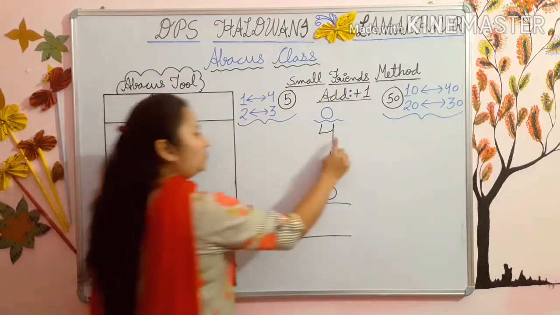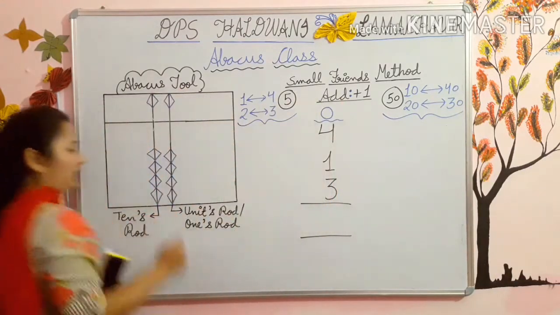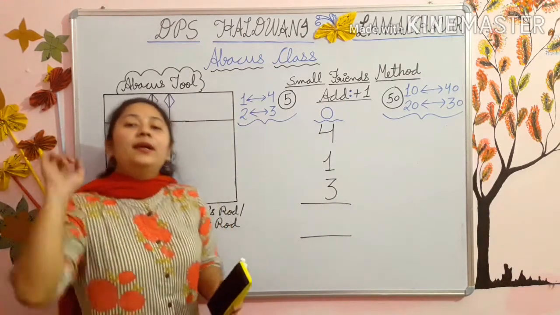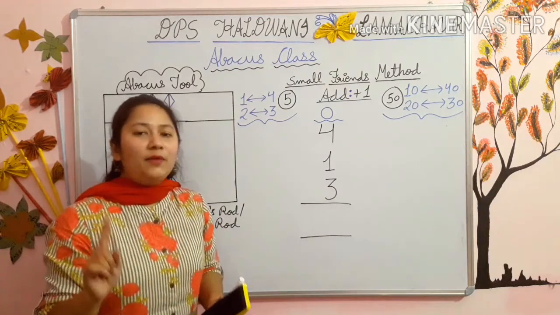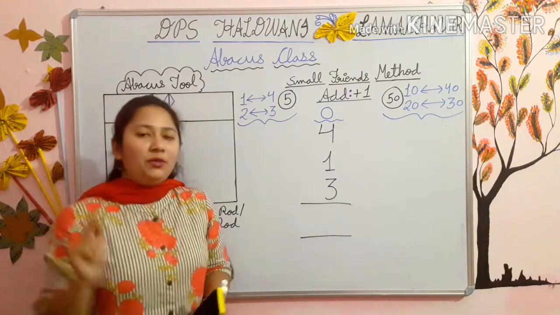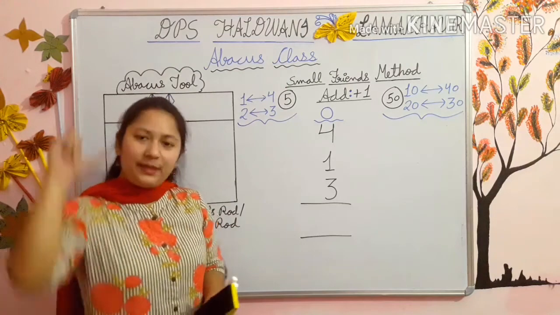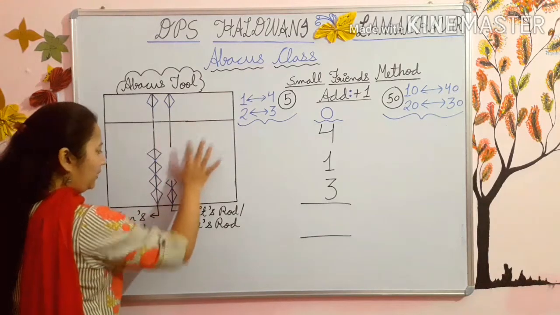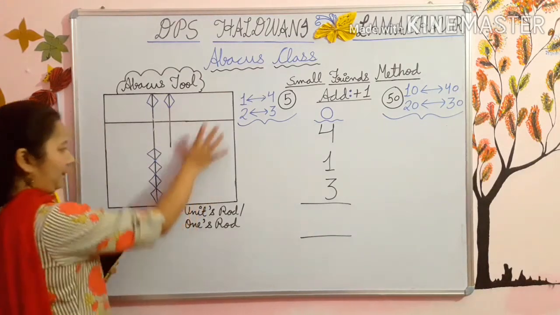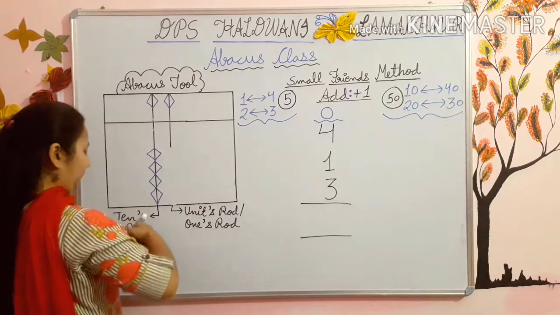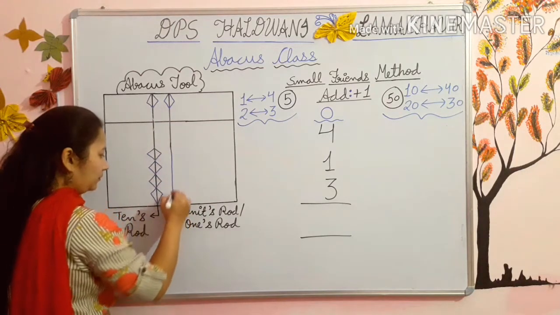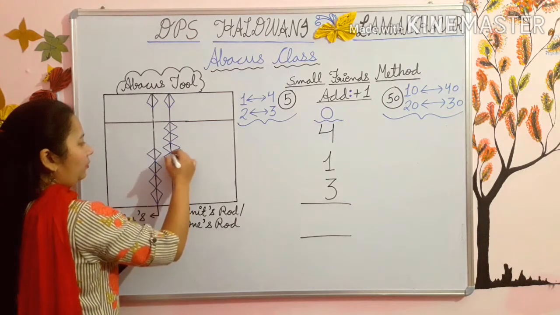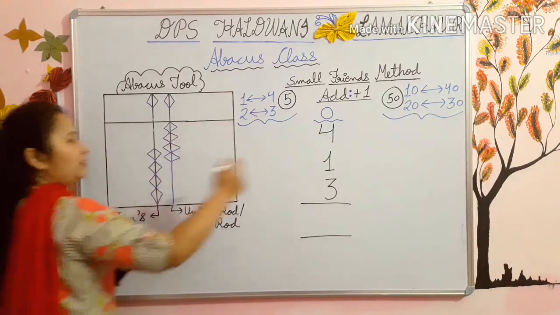Now see, first of all you have to add 4 in the ones rod. Now see, the ones rod is here, you have to add 4. I have told you that when you have to add something, you put the beads up, and when you have to subtract something, you put the beads down. So 4 you have to add. Add 4 means put 4 beads up. One, 2, 3, 4. 4 beads up. So this we have done.